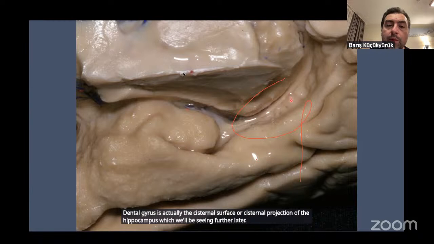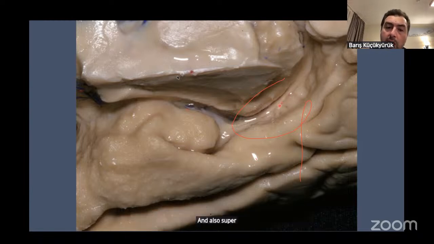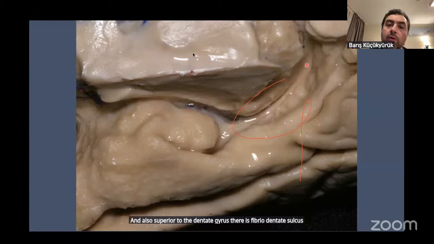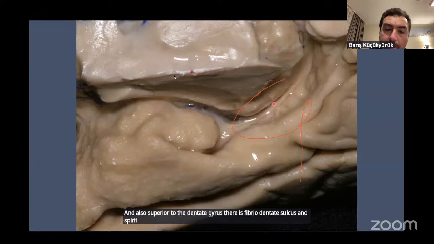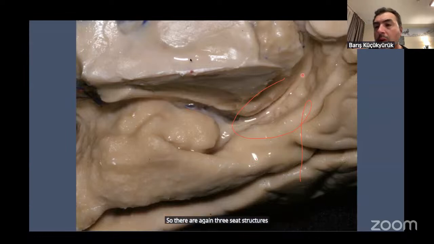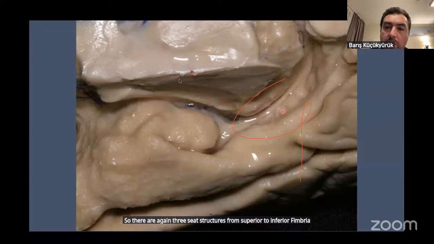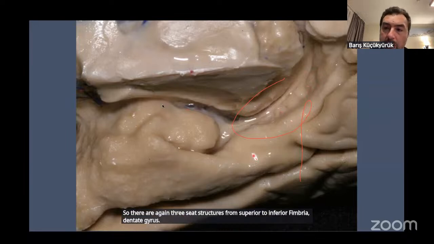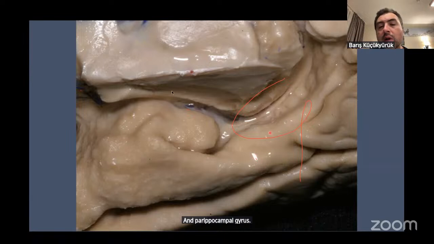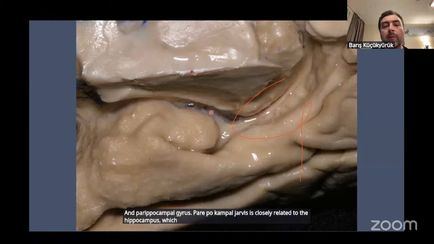Also superior to the dentate gyrus, there is the fimbriodentate sulcus, and superior to it, there is the fimbria. So there are again three structures from superior to inferior: fimbria, dentate gyrus, and parahippocampal gyrus. The parahippocampal gyrus is closely related to the hippocampus, which I'll be speaking on when we look at the uncus.